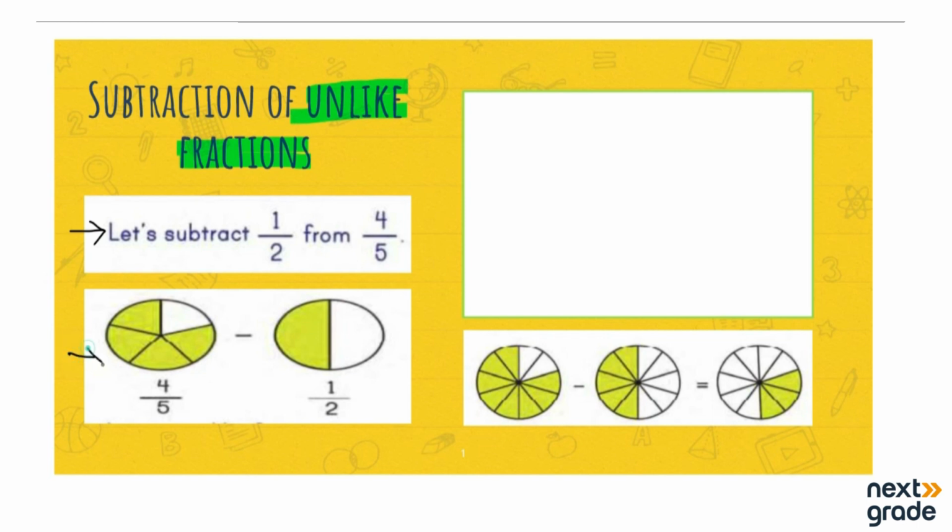The following is the picture representation of both of the fractions. That is 4 over 5 and this is 1 over 2. Remember, when we are subtracting or adding unlike fractions, we should make sure to convert them into like fractions. ठीक है, हमने इसको किस में convert करना है? Like fractions में convert करना होता है.